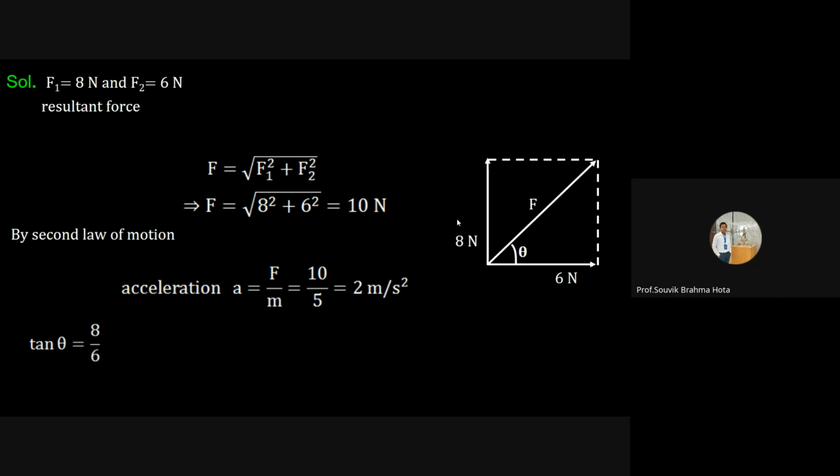Now, tan theta. If you see the triangle, theta is opposite by adjacent, so 8 by 6, that means 4 by 3. So theta is tan inverse of 4 by 3, 53 degrees with the 6 Newton force.